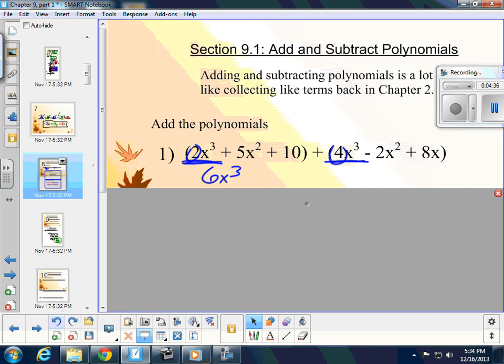Now moving on to the next set here. What else can I combine? There are more I can still combine here. 5x squared, and then I have a minus. Again, the sign in front is important. Minus 2x squared. So 5x squared minus 2x squared gives me plus 3x squared.